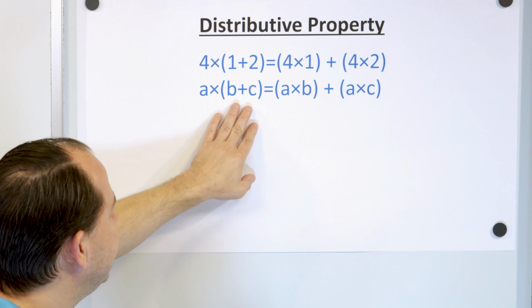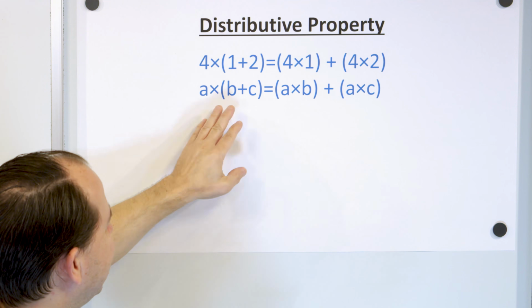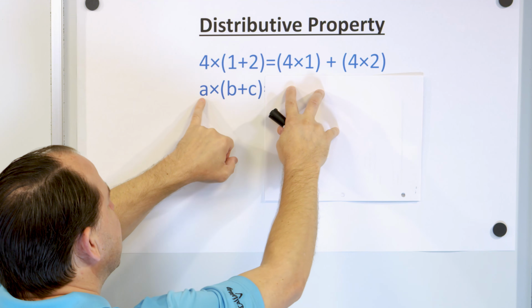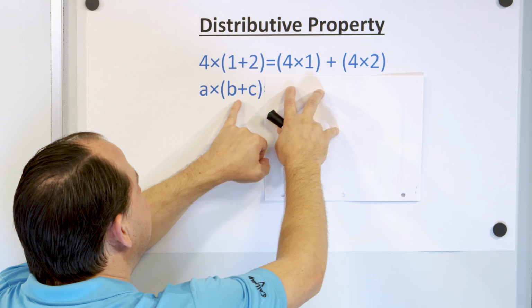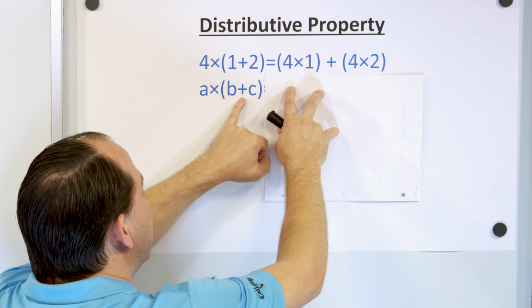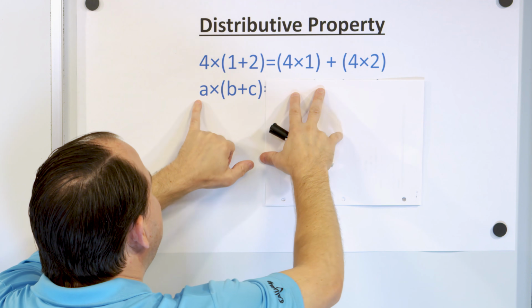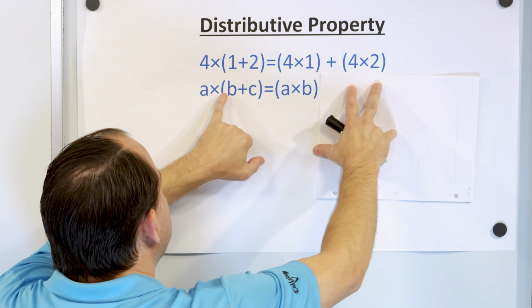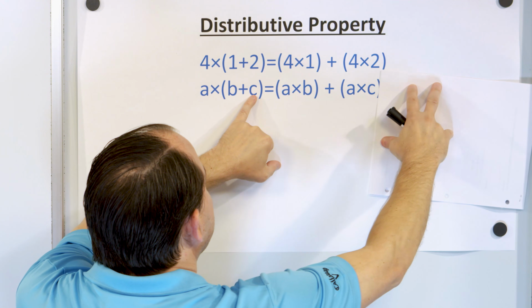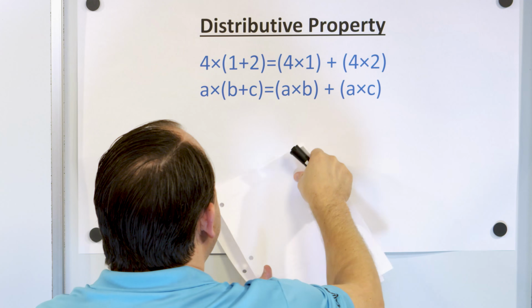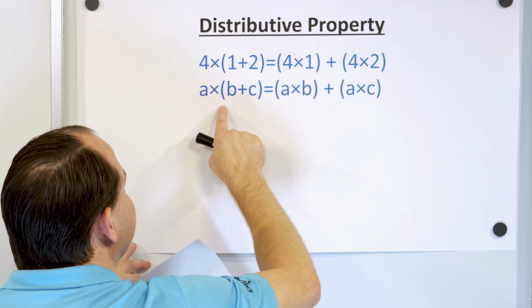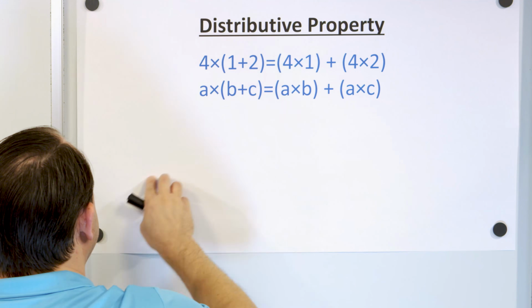Now in terms of letters, you need to get used to looking at letters, so don't let it scare you. All it's telling you is that if you have some number, we're going to call it A, times some parentheses with 2 other numbers added on the inside, then it's the same thing as just taking A times the B, which is this one, and then the plus sign is from here, and then A times the C here. So this A on the outside is being distributed in times the B, and then it's also being distributed in times the C.